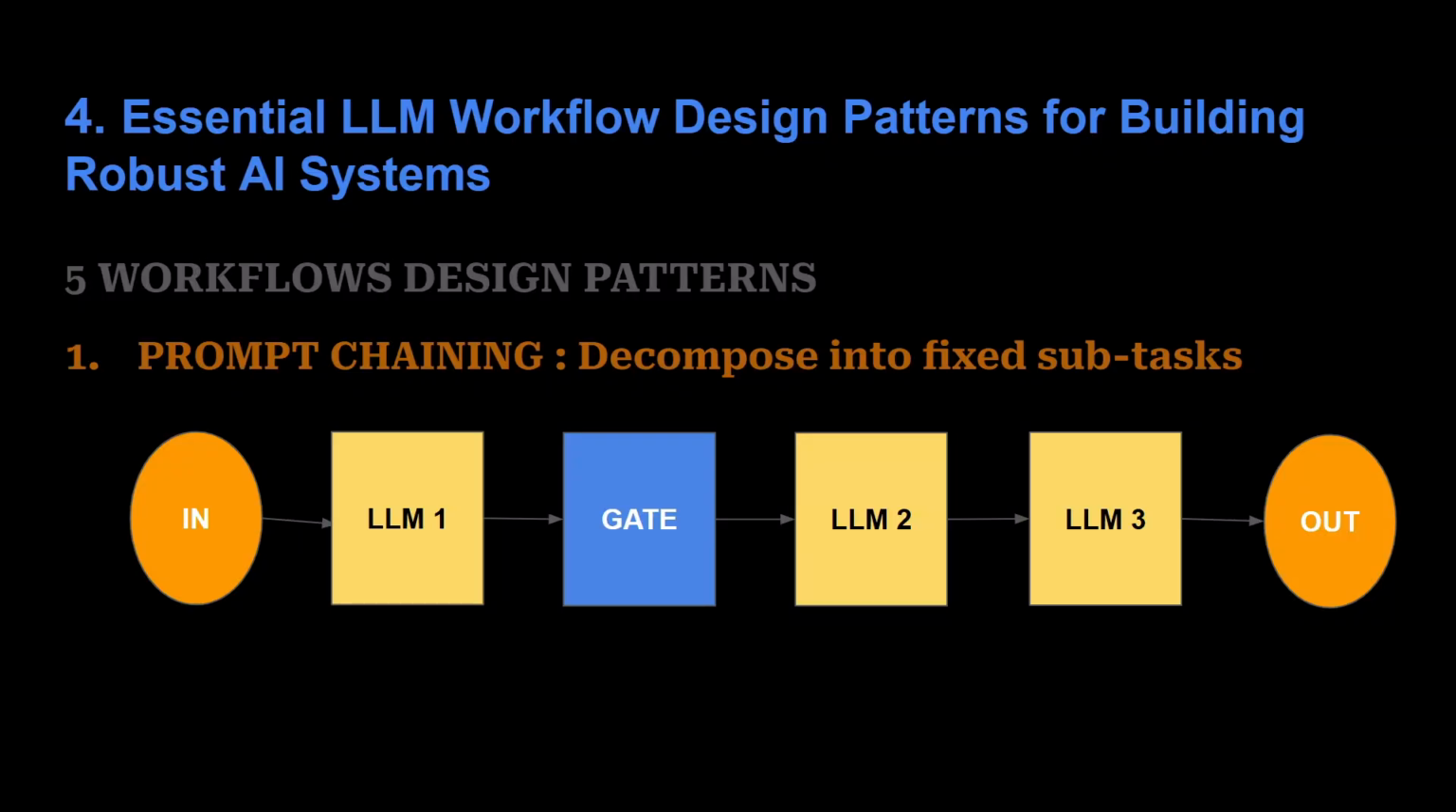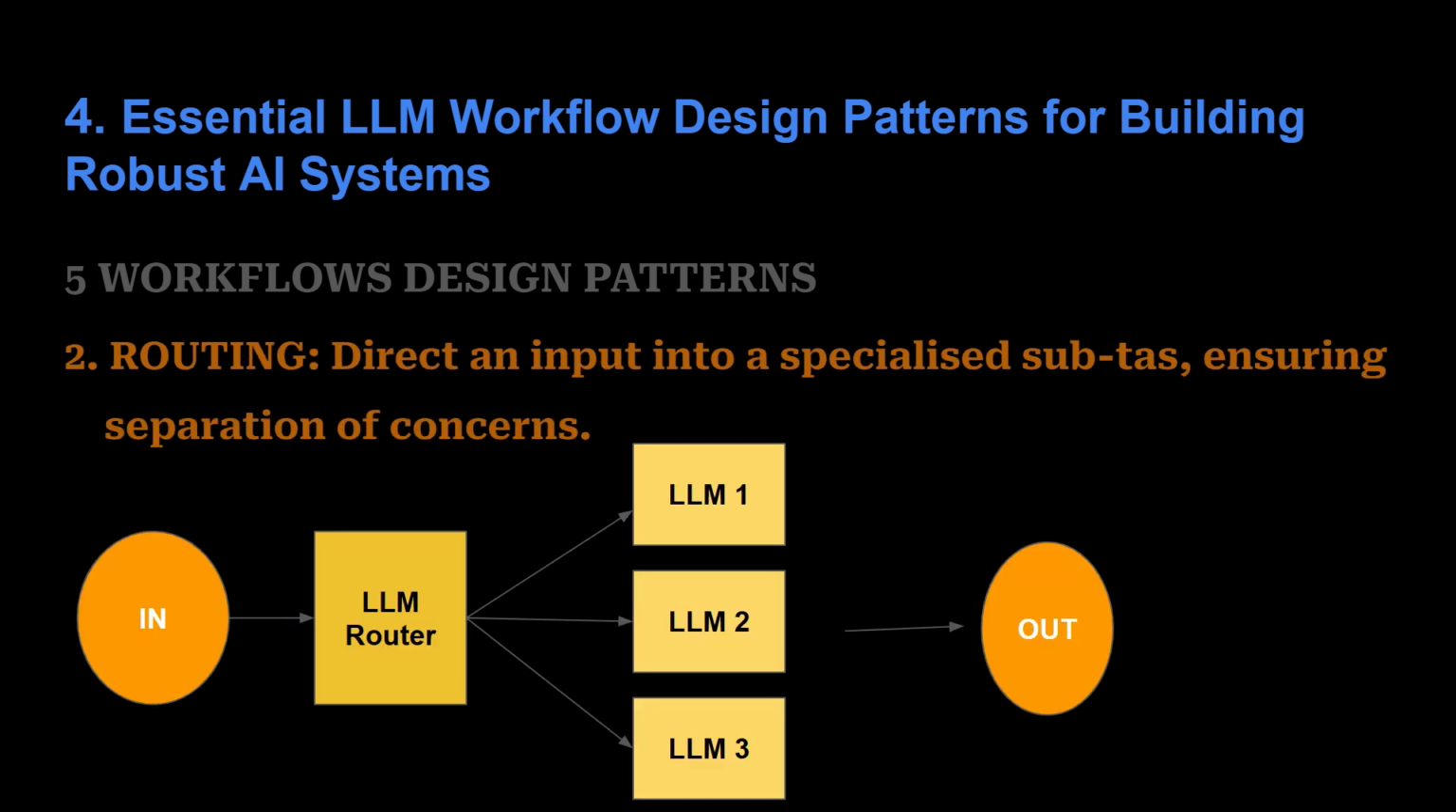So first of all, we are going to discuss the 5 workflow design patterns. The first one is prompt chaining. Prompt chaining is the simplest design where you decompose a complex task into fixed sequential subtasks. As you see in the diagram, the output of LLM1 becomes the input for LLM2 and it goes on so on. The gate block ensures a transition or validation between steps. This pattern is great for tasks with a clear predefined progression, like summarizing a document and then extracting keywords from that summary.